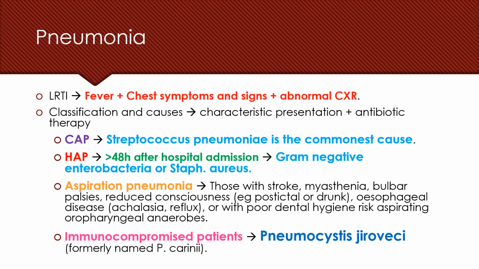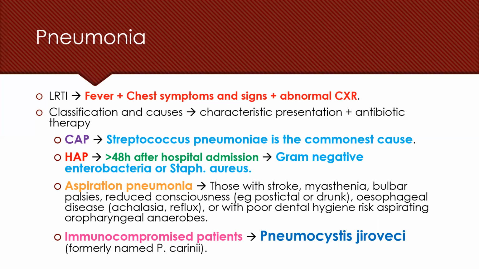Pneumonia is classified according to the clinical setting in which it presents in the patient. Classification and identification of the cause of pneumonia is very essential, because it will guide us in the choice of the proper antibiotic therapy. First of all, we have community-acquired pneumonia. We call it CAP, and this is caused by Streptococcus pneumoniae. This is the most common organism causing community-acquired pneumonia. And you will find some questions in the question banks asking directly about streptococcal pneumonia as a cause of community-acquired pneumonia.